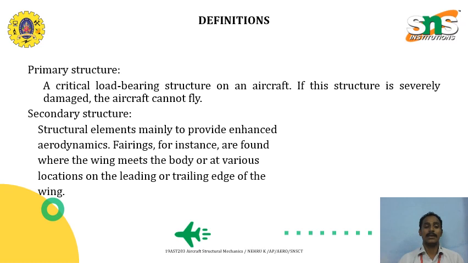Whereas a secondary structure is a structural element mainly to enhance the aerodynamics, like fairings, for instance, found where the wing meets the body or at various locations on the leading edge or trailing edge of the wings. So we have flaps, control surfaces, and trim tabs. These are additional members which will still operate or work even though they fail. So these are the secondary structure. Even if these secondary members fail, the mission will not fail. Up to a safe region, the aircraft will be able to fly.